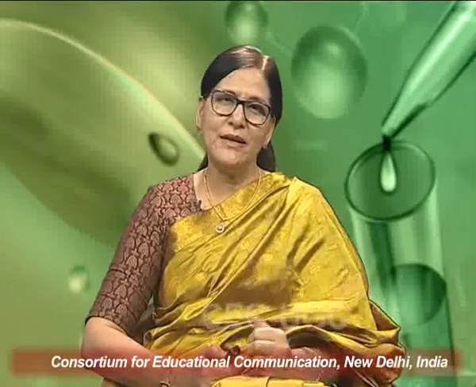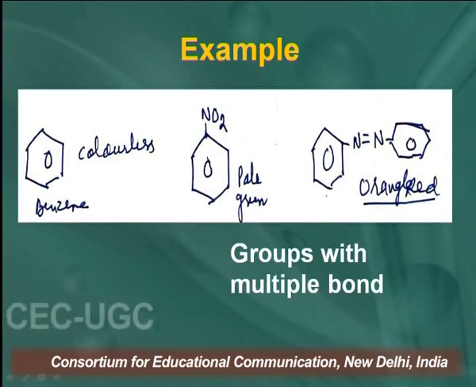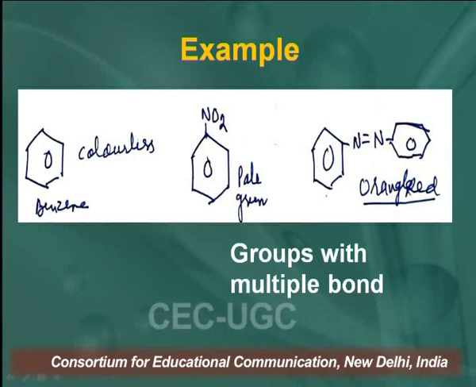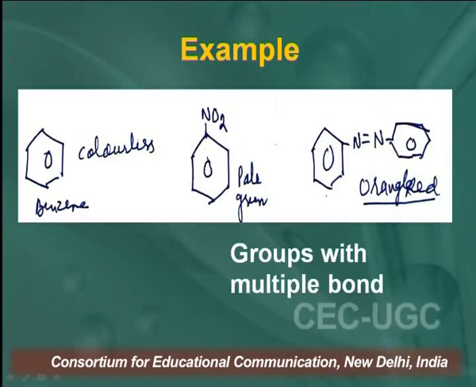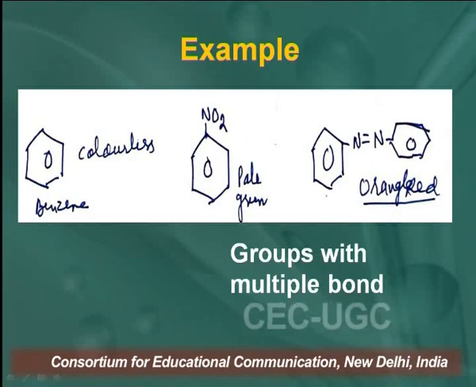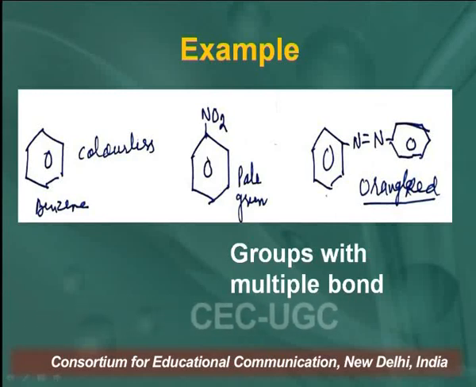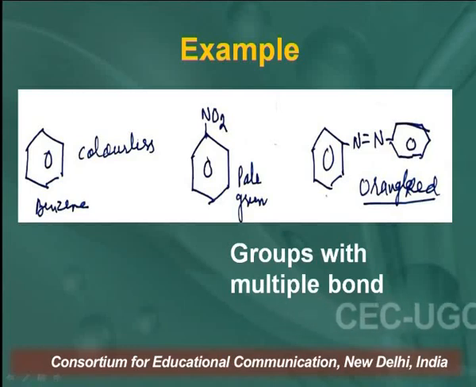For example, you can see this is benzene. Benzene has no color, it is colorless because there is no group present over here. But if we see another example, that is nitrobenzene. Nitrobenzene is pale green in color because of the presence of the NO2 group. If we move to the third example, there is a particular N double bond N group. This is a chromophore. Due to that chromophore, it gives an orange red color.